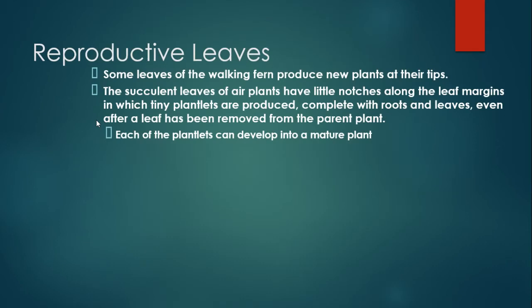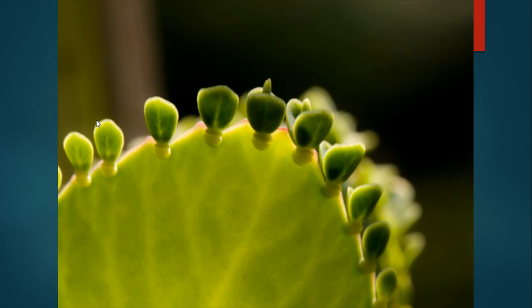Reproductive leaves. Some leaves of the walking fern produce new plants at their tips. The succulent leaves of air plants have little notches along the leaf margins in which tiny plantlets are produced, complete with roots and leaves, even after a leaf has been removed from a parent plant. Each of the plantlets can develop into a mature plant. So these are little plantlets. You can actually take them off of that leaf. If you put them into soil, they will grow themselves.